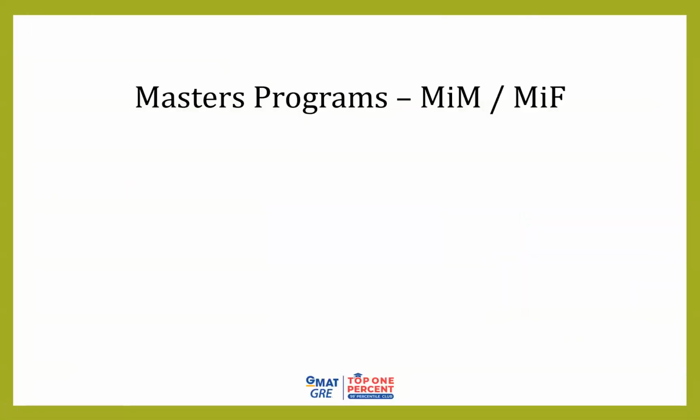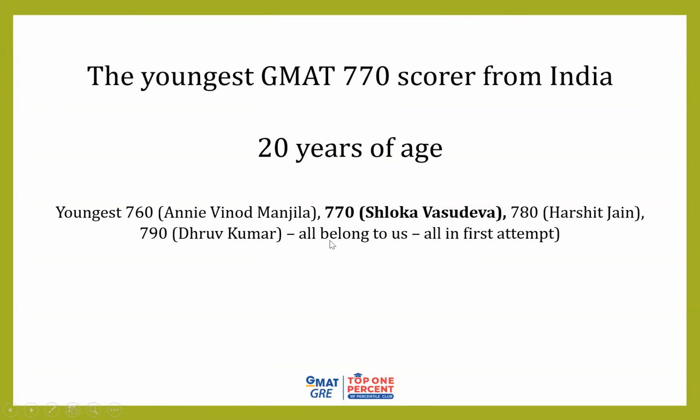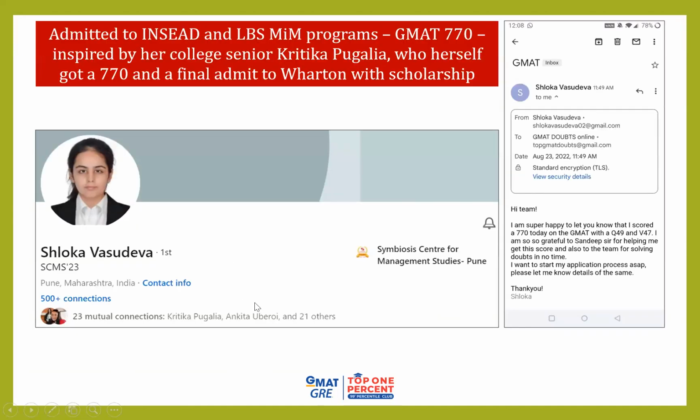People who are college students or who are young, for them, let's see MIM and MIF. Once again, 20 years of age, somebody who scored a 770, got into an MIM program. Let's see her first profile. And when I say first, I'm telling you the second profile is from the business school. So she recently did her BBA from Symbiosis Center for Management Studies. It's very clear here, in 2023.